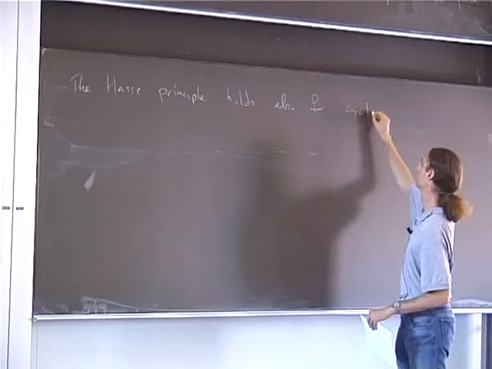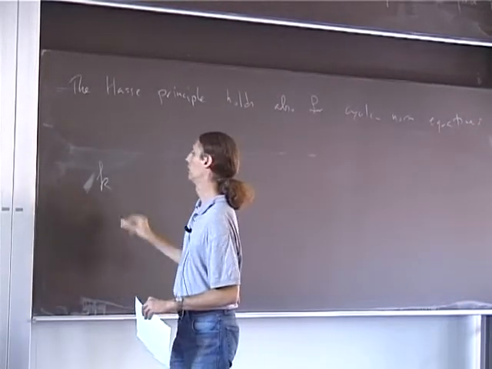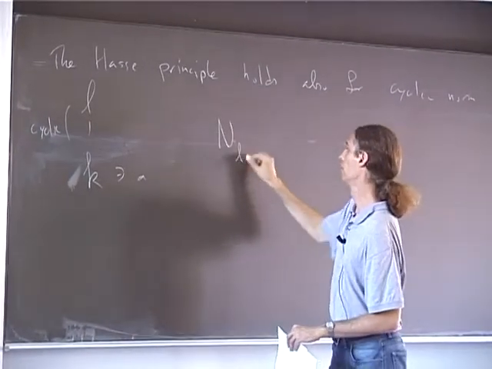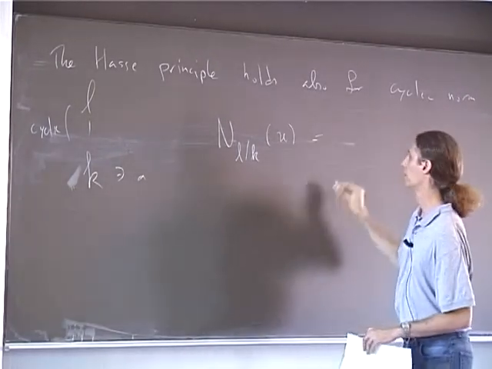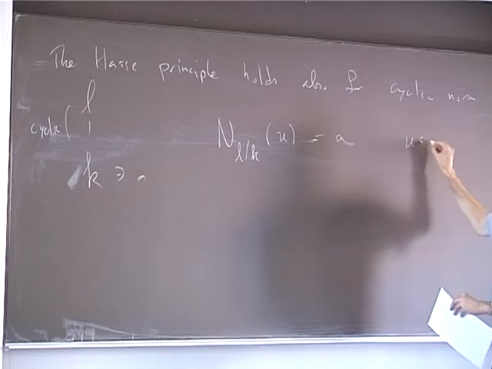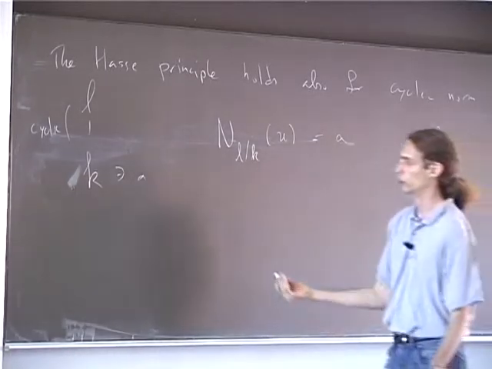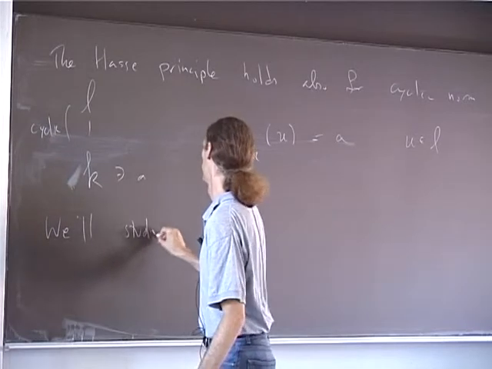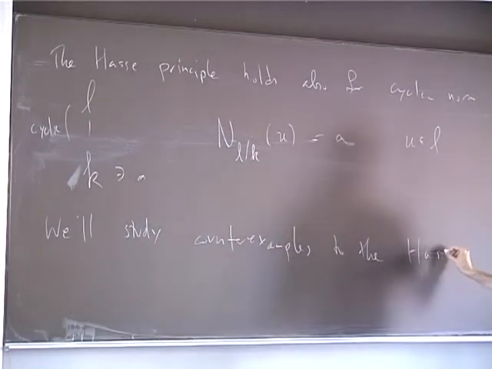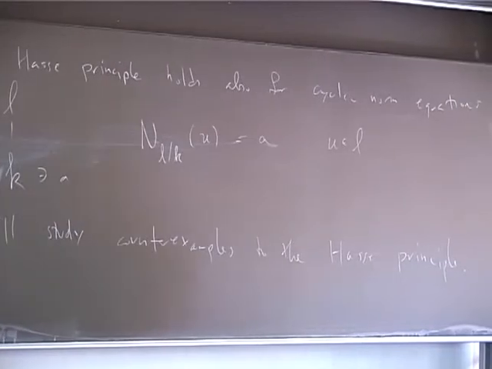holds also for cyclic norm equations. So you have a number field K. You have a cyclic extension L. And you have some element here. And so you're trying to solve this equation for U in L. And we'll see. And so we'll be studying counterexamples to the Hasse principle.